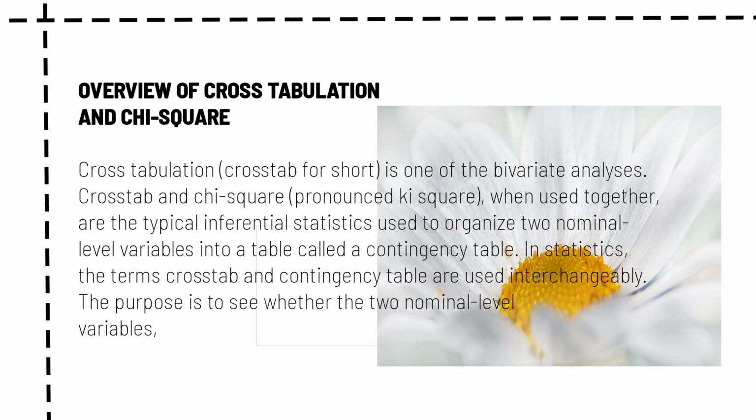So cross tabulation is the bivariate analysis, and the chi-square is used together with it. The main point of this topic is about the nominal level variables.